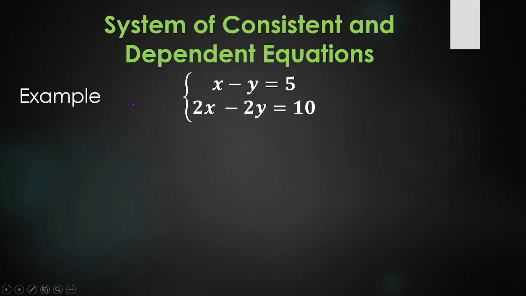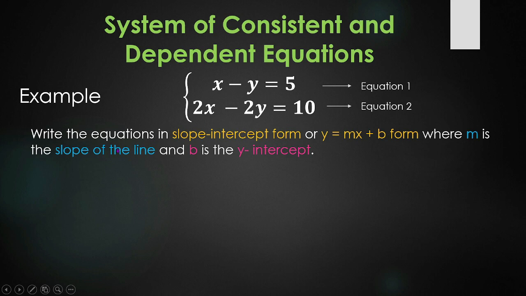So let us have an example of a system of consistent and dependent equations. x minus y equals 5, 2x minus 2y equals 10. Let x minus y equals 5 be the first equation, and 2x minus 2y equals 10 be the second equation. So again, we are going to solve for the slope and y-intercepts of each equation and find out if they are equal. So again, let us have equation 1.